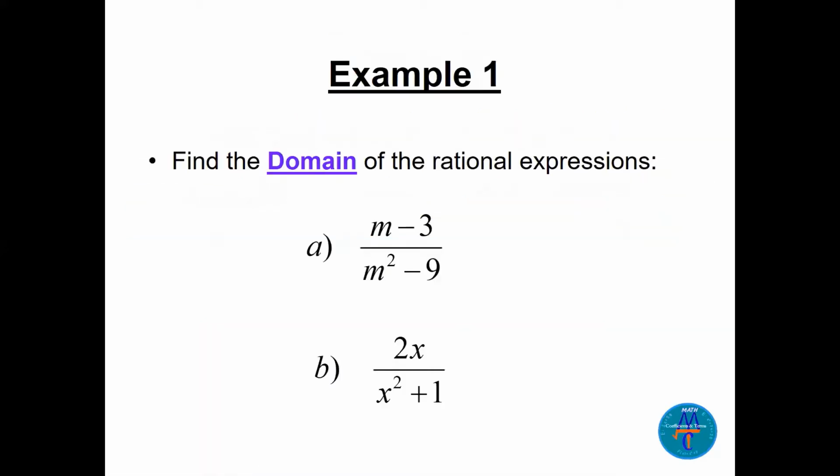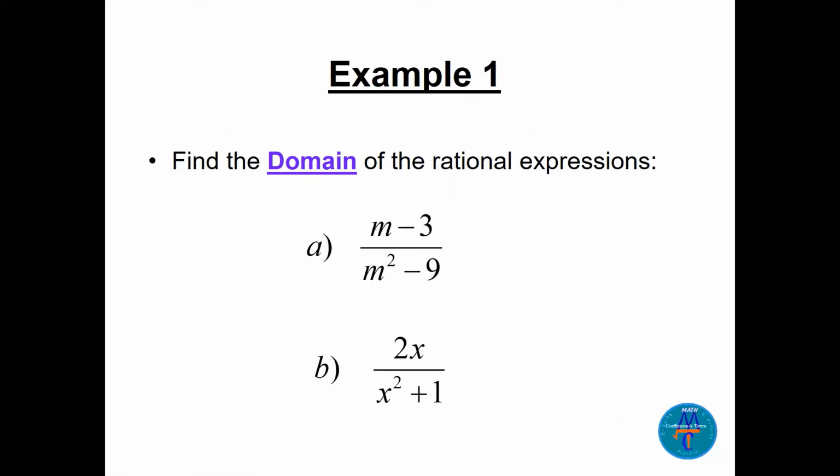Now let's find the domain of these rational expressions. The first one is easy, I think. The second one is not easy. Let's see. If you factor this, m minus 3, m plus 3, you can cancel m minus 3, but still it should be counted in the domain. So what will make the denominator 0 here? 3 and minus 3, right?